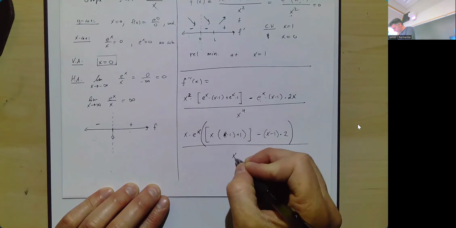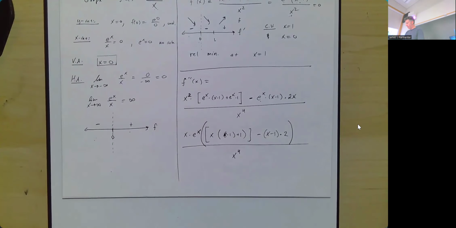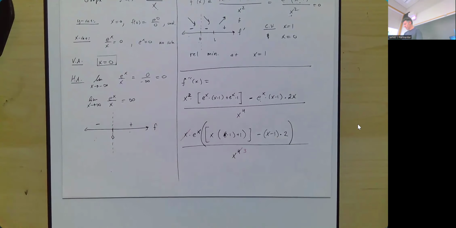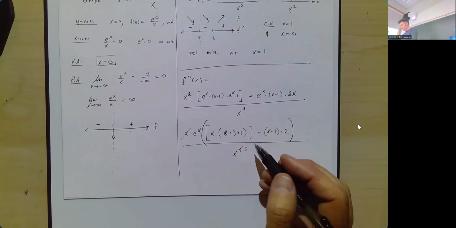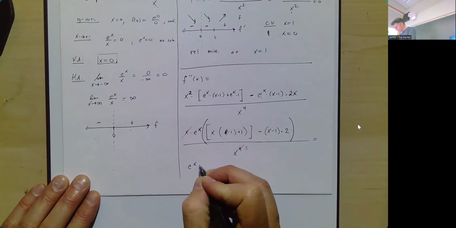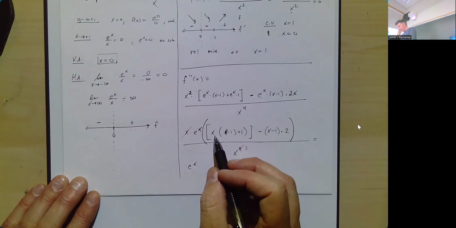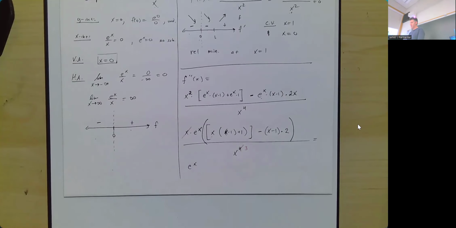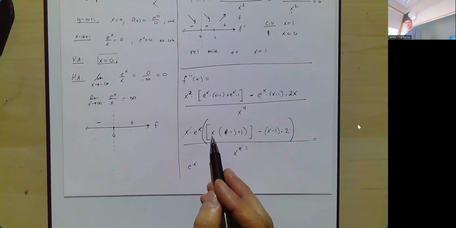Divided by x to the 4th. We can cancel or divide one of the x's here with one of the x's there. And now we should simplify what's left in here, which is again not the nicest thing I've ever seen. We get e to the x times, oof, x times x, oh, I see. I think I made a mistake somewhere. I did make a mistake, right? There's no x right there.